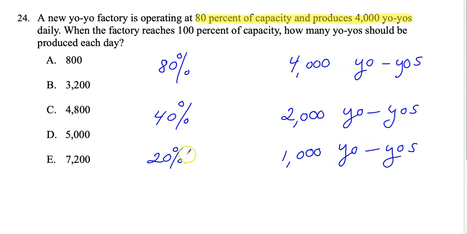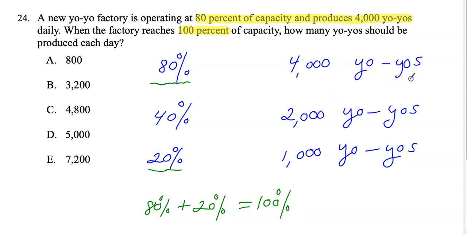So if it's at 20% capacity, it produces 1,000 yo-yos. Well, it wants to know how many yo-yos are produced if it's at 100%. And I notice right here that 80% and 20%, if I add these up, 80% plus 20% equals 100%.